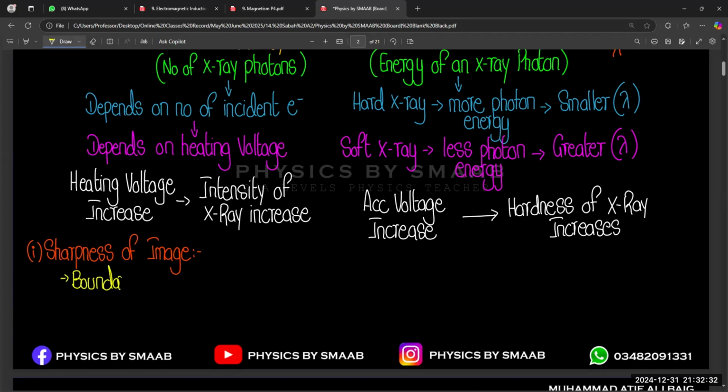Let's suppose we get an X-ray of the letter A, and you observe that the borders of the letter are very thick. It means that is not a sharp image, right? And in normal cameras, when we take pictures, we also sometimes get a blur image. In a blur image, you observe that the sides, the boundary or the outlines are very thick, so that will not give you a clear picture.